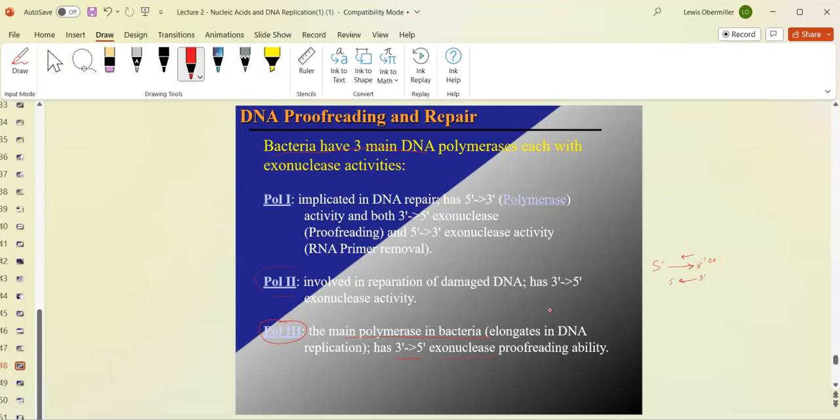Polymerase 2, sorry, fixes DNA damage, right? It has a 3 to 5 exonuclease activity as well, just like polymerase 3.